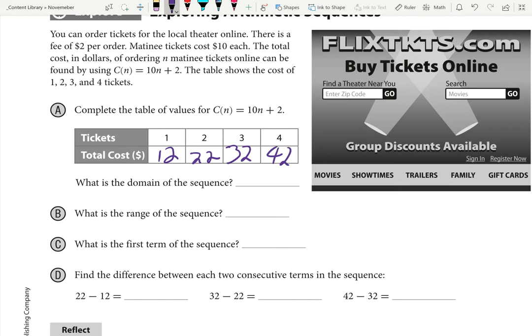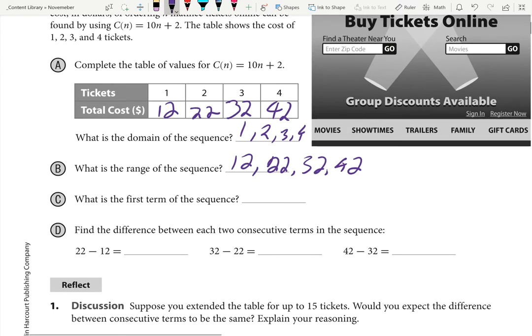What is the domain of the sequence? So domain, again, is our x values. In this case, it's the number of tickets we buy. So 1, 2, 3, and 4. What is the range of the sequence? Well, the range is the y values, or the cost in this case. So 12, 22, 32, and 42. What is the first term of the sequence? Well, the first term is 12 because one ticket would cost $12.